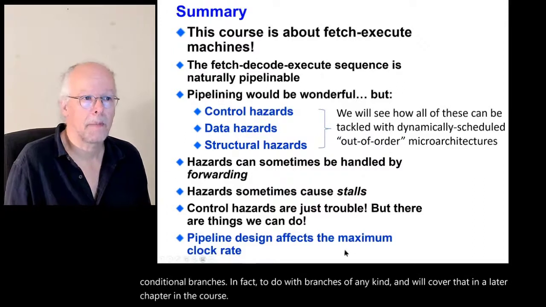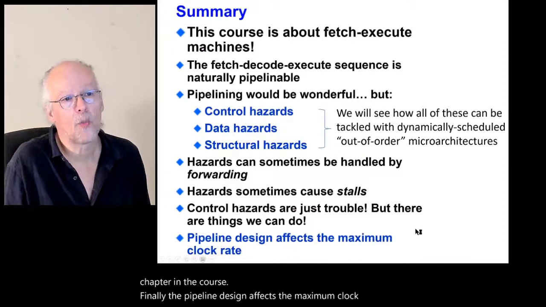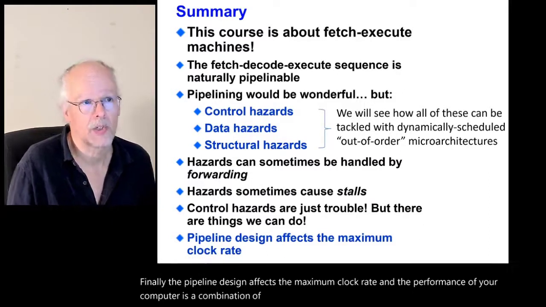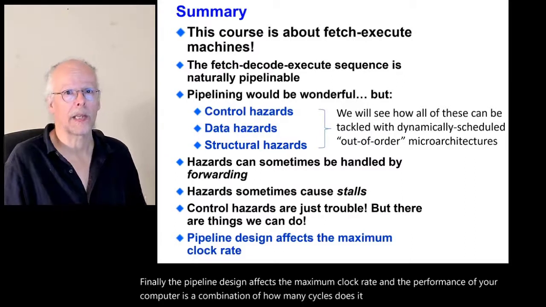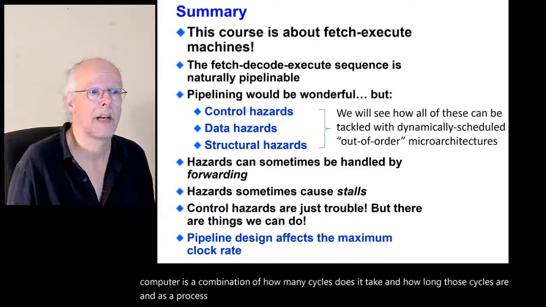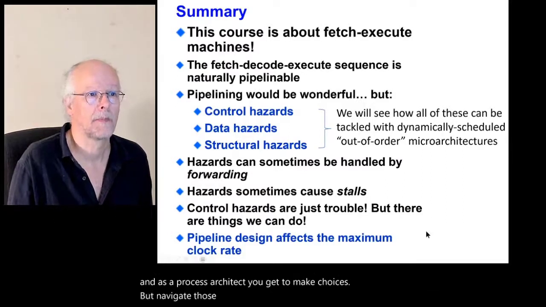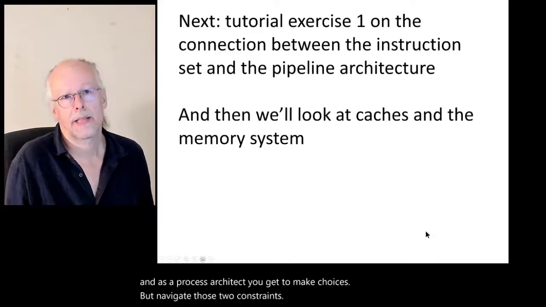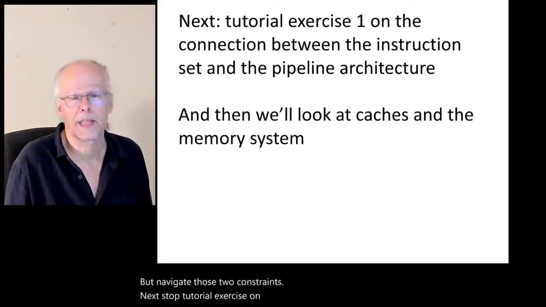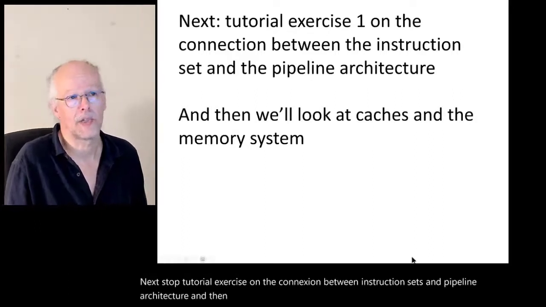Finally, the pipeline design affects the maximum clock rate. And the performance of your computer is a combination of how many cycles it takes and how long those cycles are. And as a processor architect, you get to make choices that navigate those two constraints. Next up, a tutorial exercise on the connection between instruction sets and pipeline architecture, and then we'll dive into caches and the memory system.